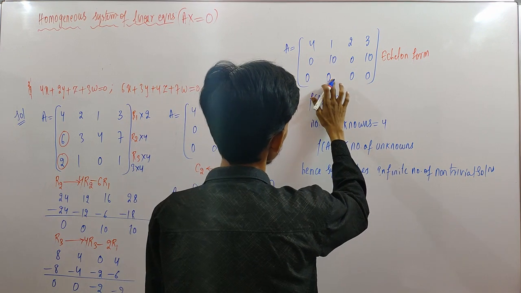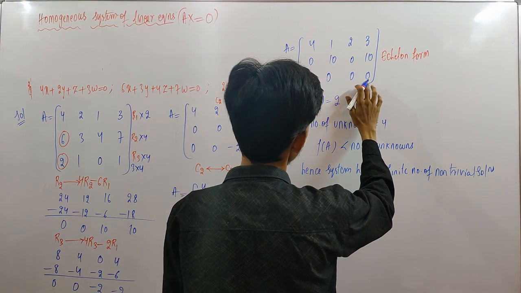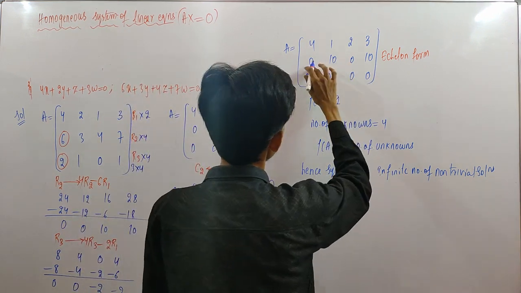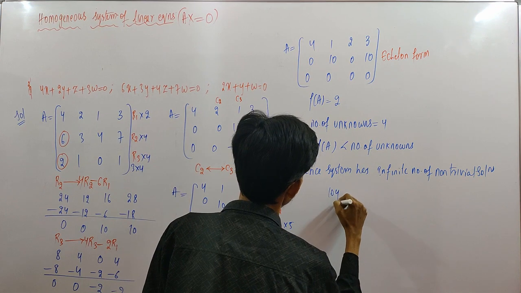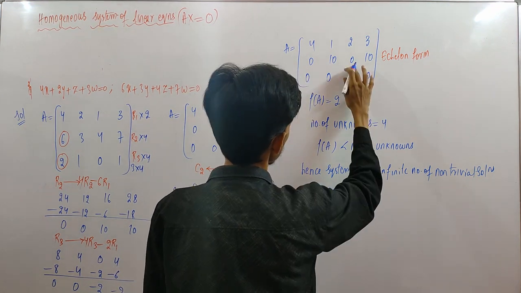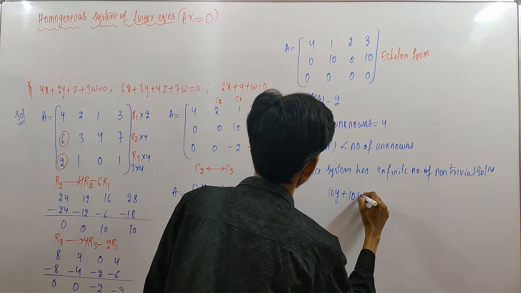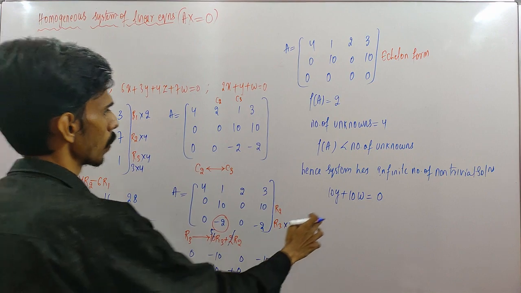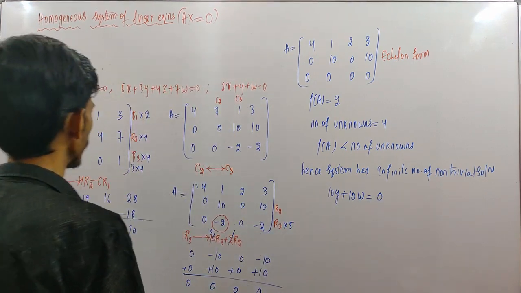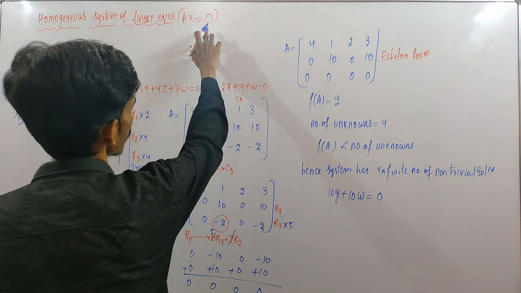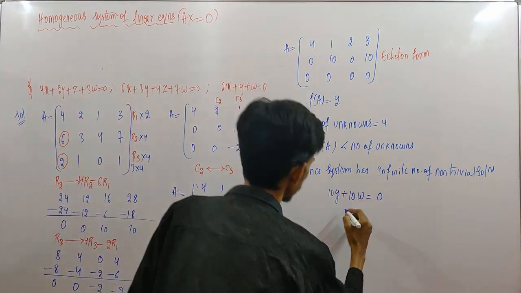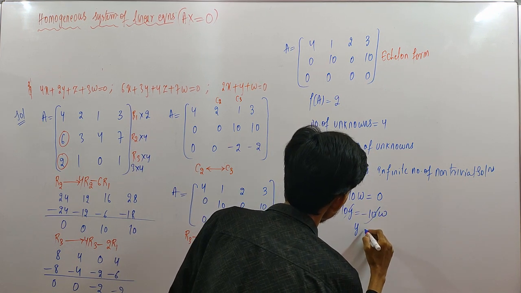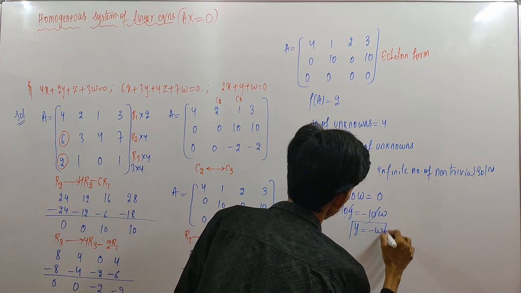Here we have 0x, 0y, 0z plus 0w is equal to 0. 10y plus 0z plus 10w is equal to 0. Here this 0 is obtained from this O matrix, Ax equal to O form. So this 0. Now from this we can write down 10y is equal to minus 10w. So we have y is equal to minus w.